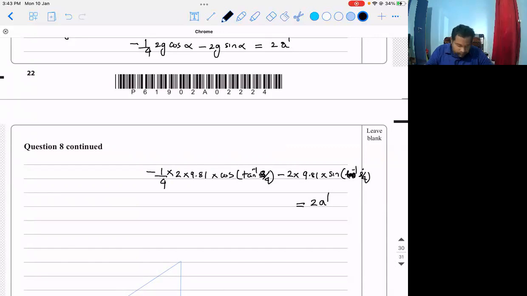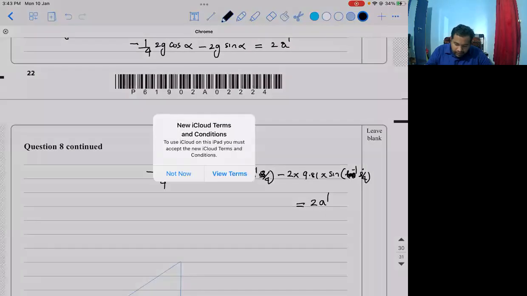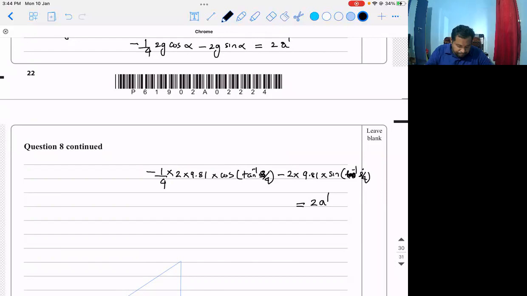So please plug these values. You'll get the answer. Sine tan inverse 3/4. So we'll get minus 15.696 as 2A dash. Therefore, A dash, the new acceleration is minus 7.85 meter per second square. So the new acceleration we got.